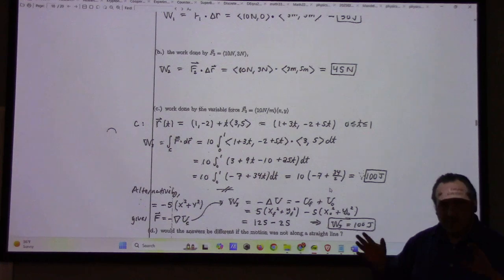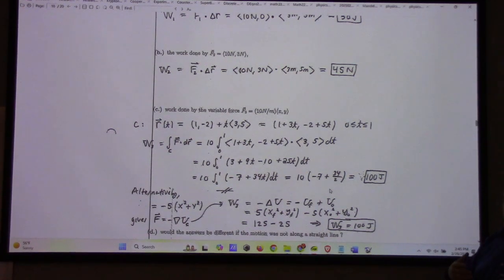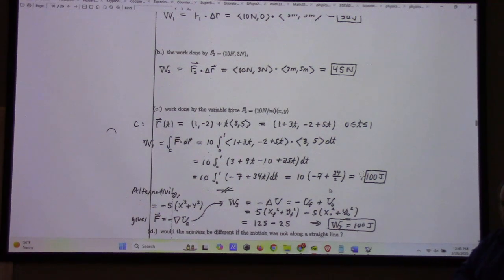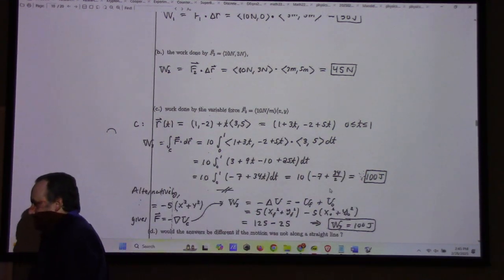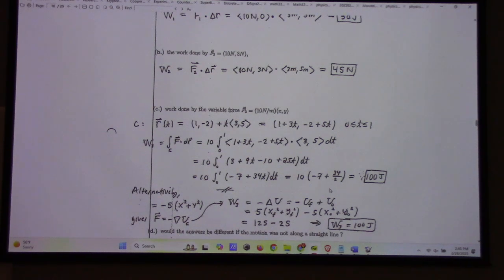I think using potential energy is almost always easier if it's possible. All right, that's part of the reason we talk about it. But sometimes you have no choice but to calculate the work done by doing the integral, because sometimes the force is not conservative, right?